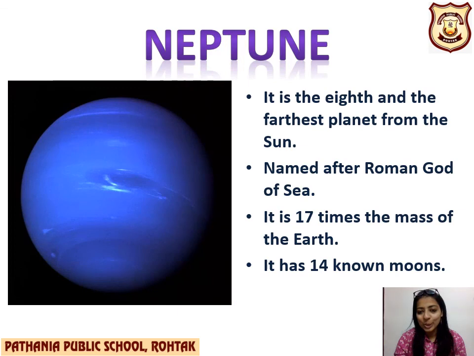The last planet we are going to discuss is Neptune. Neptune is the eighth and the farthest planet from the sun. It is named after the Roman god of sea. It is 17 times the mass of the Earth, and it has 14 known moons. Our Earth has only one and Neptune has 14 moons. So that was all about the planets.